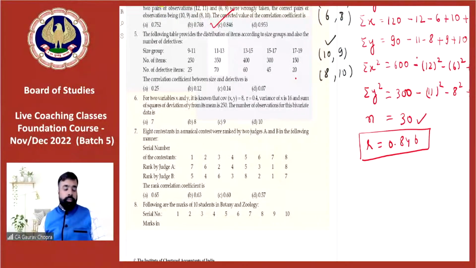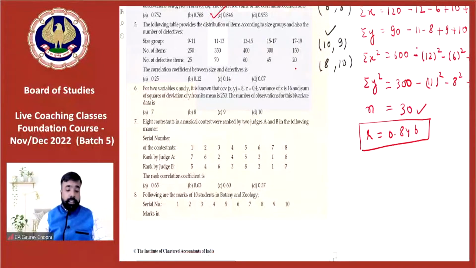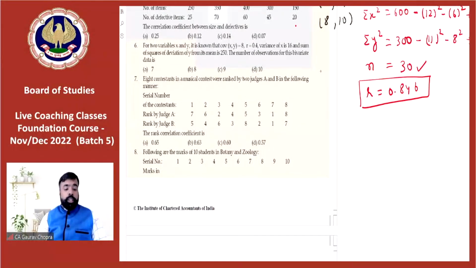Now the next one. Now this class interval kind of question, if you are not supposed to do it, not to worry. Then the next one is 6. The covariance of x and y is given as 8. R is 0.4. Variance of x is 16.